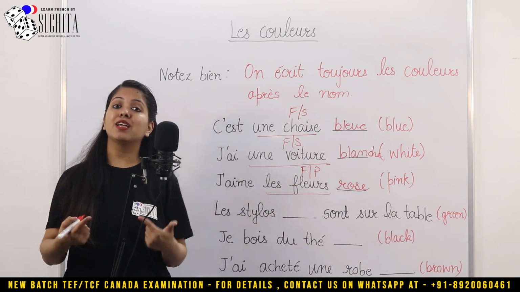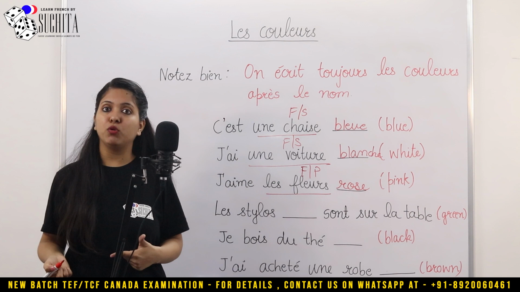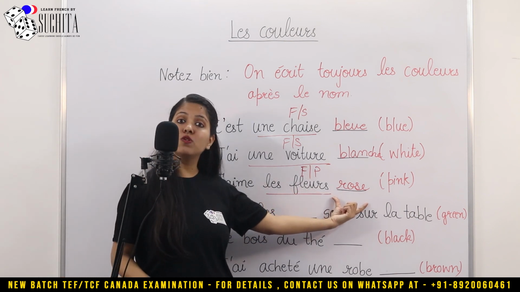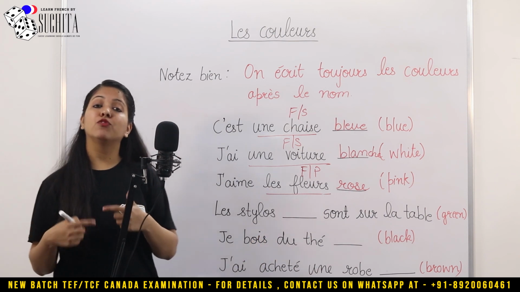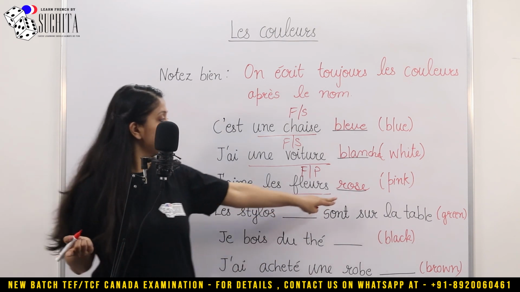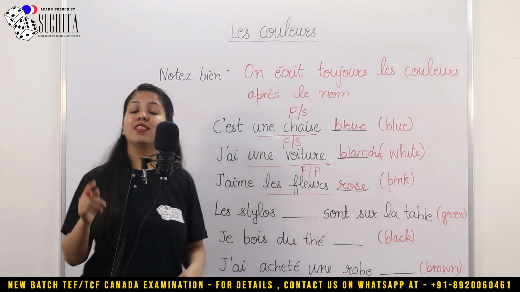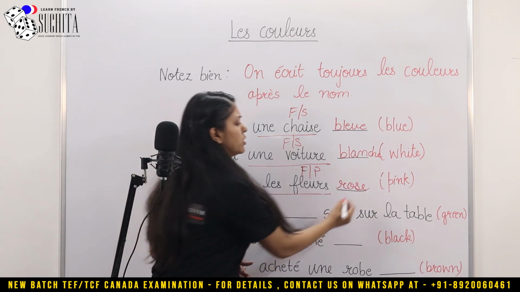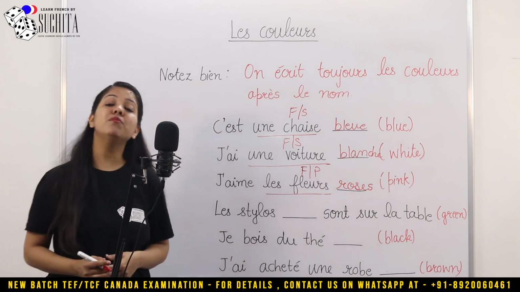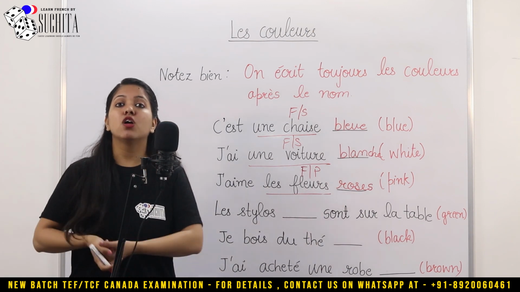Now, first you will make the color feminine and then you will make it plural. Okay? Now, the color rose already ends with E in the masculine form. In the feminine form, it will not change. So, that means we will keep it as it is. And then I want to make it plural. What do we put to make it plural? We put S. So it will become j'aime les fleurs roses.